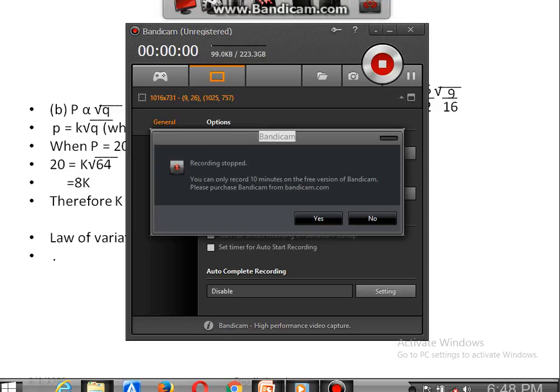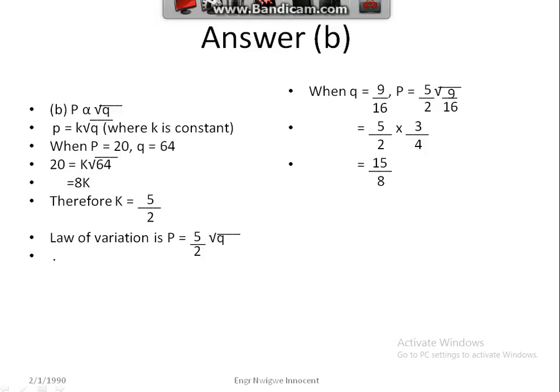1 whole number 7 over 8. When P is equal to 7 whole number 1 over 2, 7 whole number 1 over 2 will now be equal to 5 over 2 square root of Q. 15 over 2 is equal to 5 over 2 square root of Q.